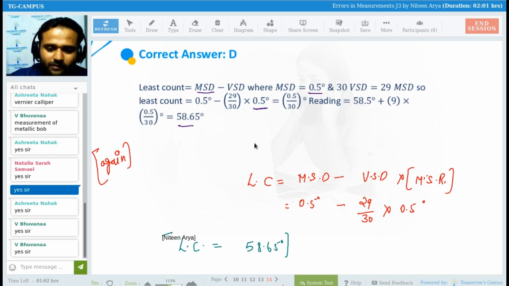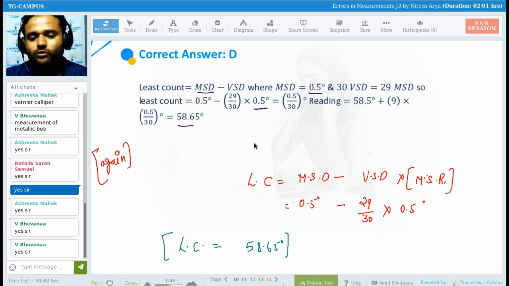58.65. Obviously, it is not in a proper way. So once we are done with this LC, we are going to do that again for a question like this. Clear everyone? If you are not understanding, it's okay too.